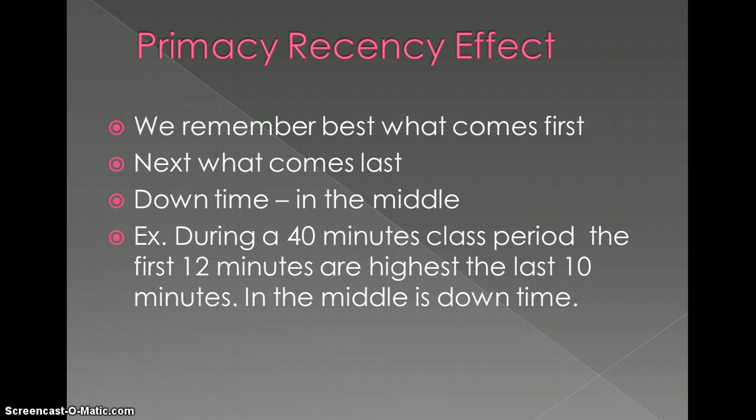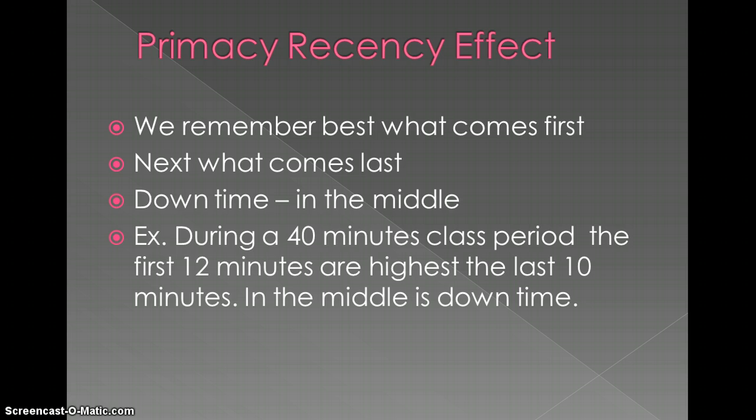So for example, instead of doing administrative tasks, like passing out papers, in the beginning of class, you may want to do it in the middle while the kids are working on something or while they're working in cooperative groups perhaps. More will be retained if the content is covered during this time.